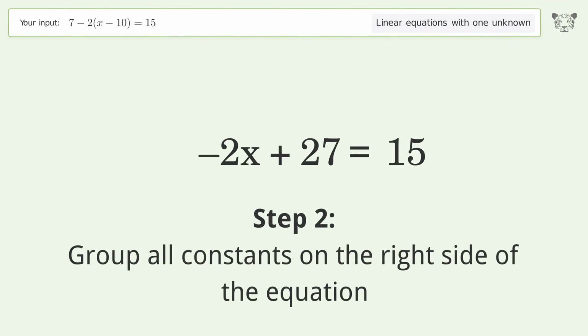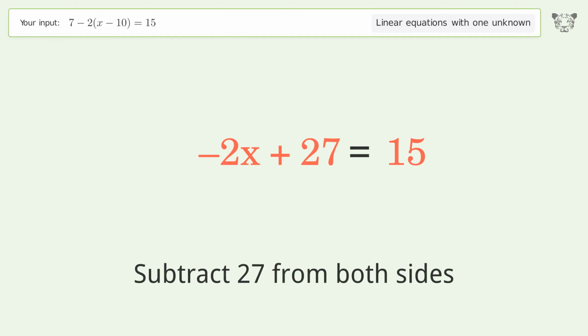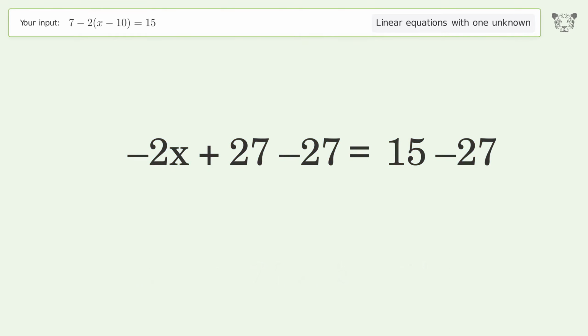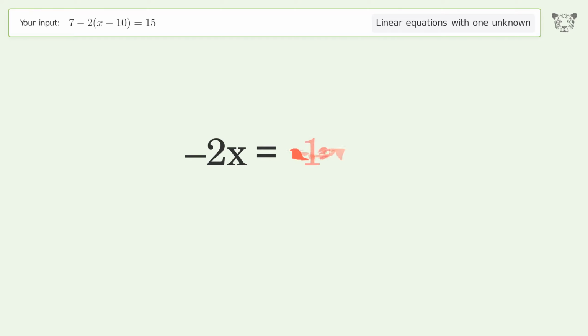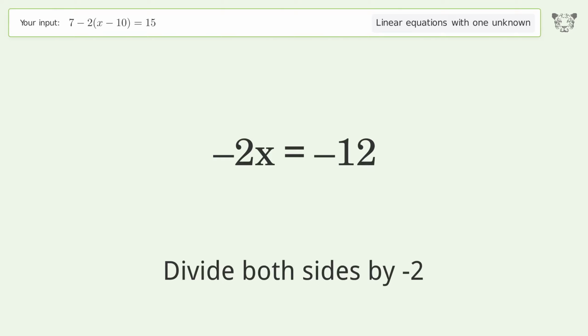Group all constants on the right side of the equation. Subtract 27 from both sides. Simplify the arithmetic. Isolate the x. Divide both sides by -2.